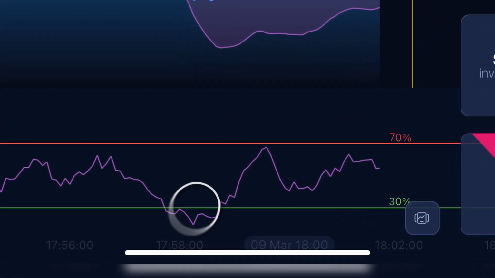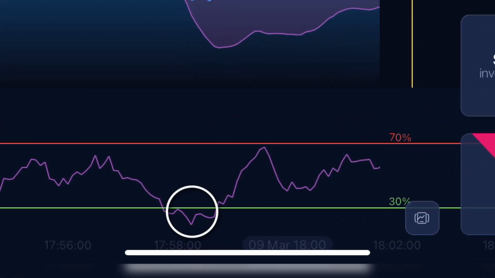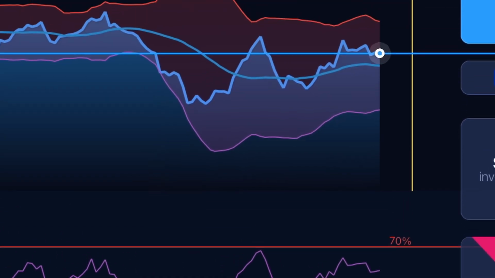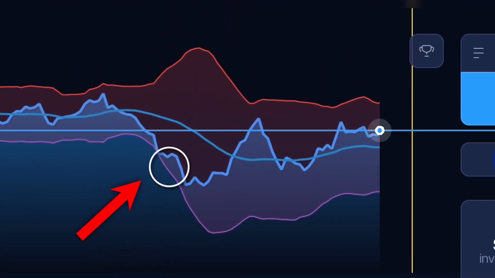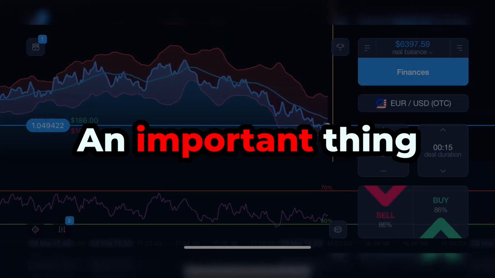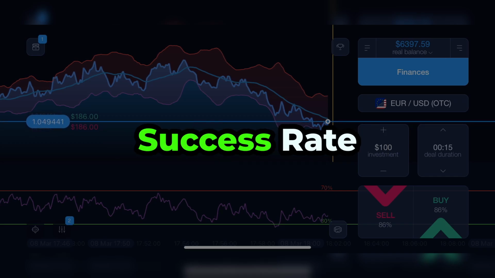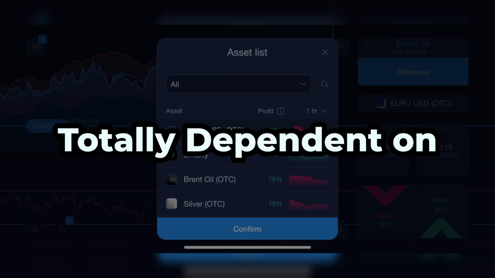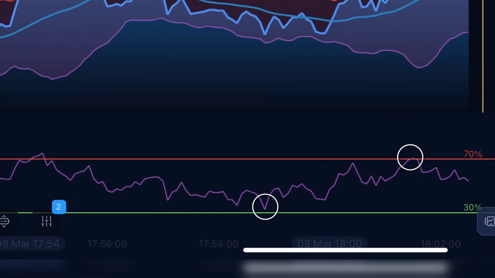If the middle line in the RSI indicator is touching or has gone below that oversold line like this, and the market line is touching the Bollinger Band indicator's bottom line like this, we can enter the market with a buy trade. An important thing to keep in mind is that the success rate of the trades you place using this strategy is totally dependent on these points of the market.